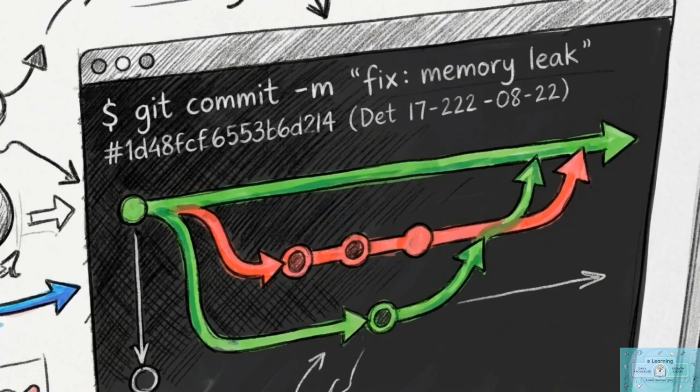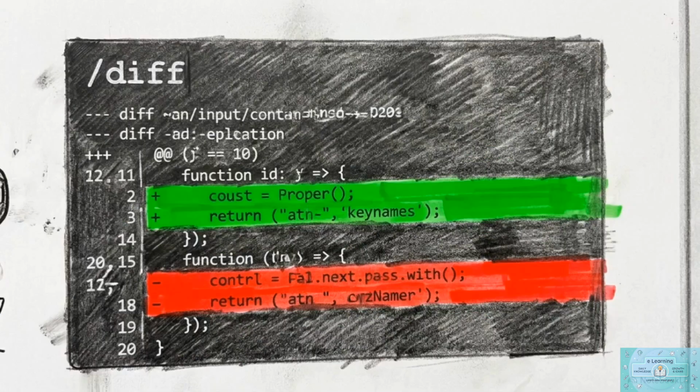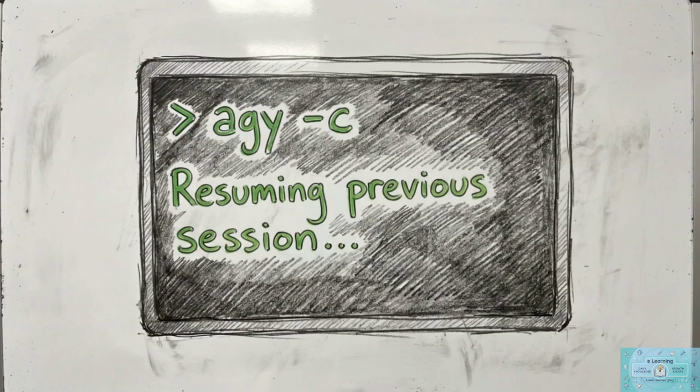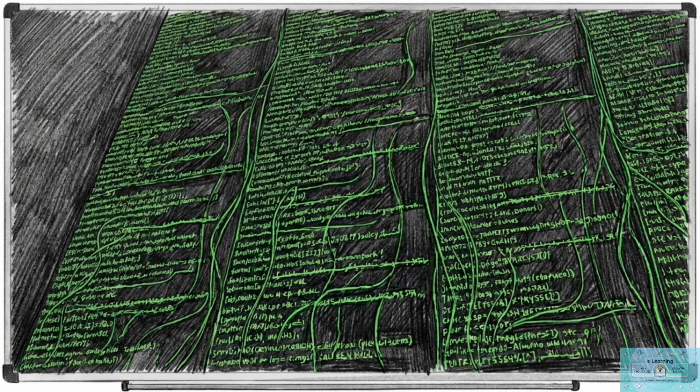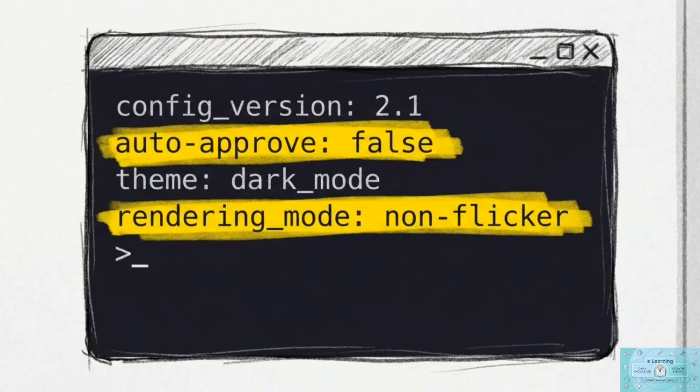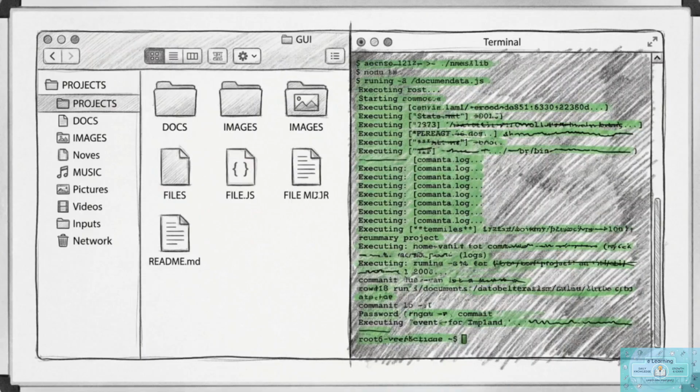It offers native Git version control and allows you to stay entirely within your terminal. You can use /diff to view code changes and the command ag-c to instantly resume a local session. This version has a steeper learning curve, requiring you to manually manage permissions and rendering modes to keep the terminal readable. The choice comes down to whether you prioritize high-level visual organization or uninterrupted terminal speed.